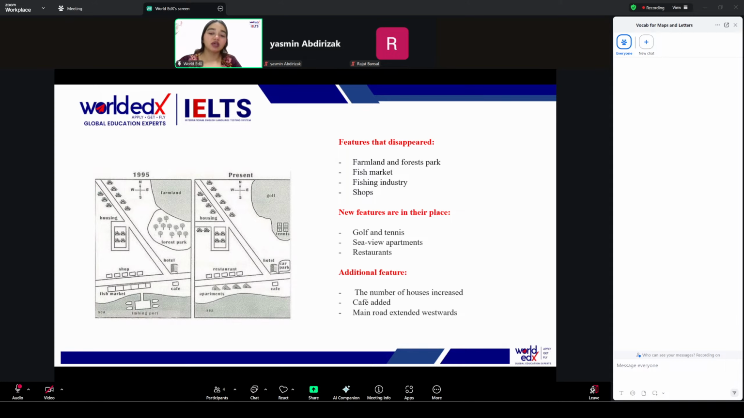Then additional features, the number of houses definitely increased, and the restaurant has been converted into cafe. No. Let me see. Hotel and cafe, hotel and cafe. Oh yeah, so the shop has been converted into restaurants, and then the main road has been extended more towards the west. So these are your very significant, very evident changes.